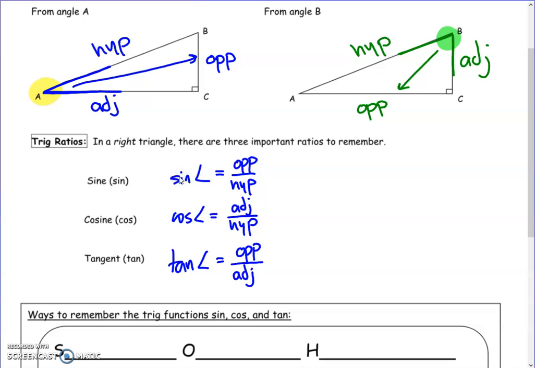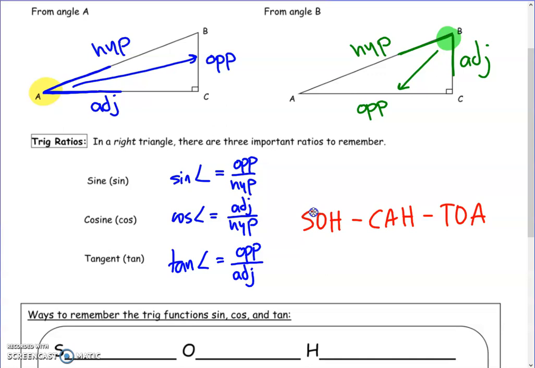To help remember those ratios, I use the mnemonic SOHCAHTOA. SOH-CAH-TOA. That's the shortest one for me to remember. And SO stands for sine equals opposite over hypotenuse. CA stands for cosine equals adjacent over hypotenuse. And TOA stands for tangent equals opposite over adjacent.